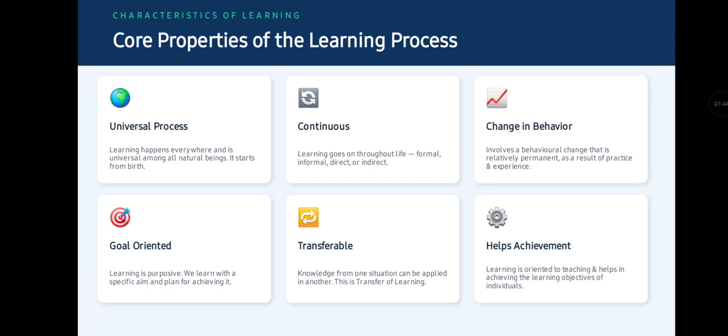We'll go through characteristics of learning. Core properties of the learning process. Universal process. Learning happens everywhere and is universal among all natural beings. It starts from birth. Continues. Learning goes on throughout life. Formal, informal, direct or indirect. Change in behavior involves a behavioral change that is relatively permanent as a result of practice and experience. Goal oriented. Learning is purposive. We learn with a specific aim and plan for achieving it. Transferable knowledge from one situation can be applied in another. This is transfer of learning. Helps achievement. Learning is oriented to teaching and helps in achieving the learning objectives of the individual.